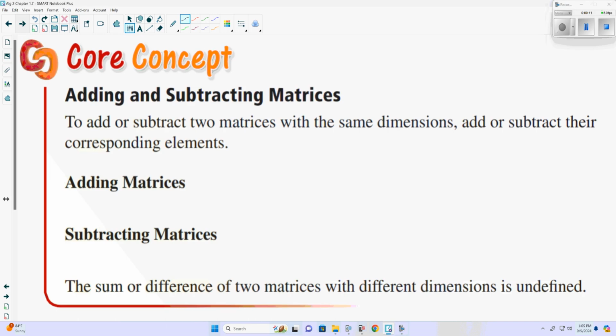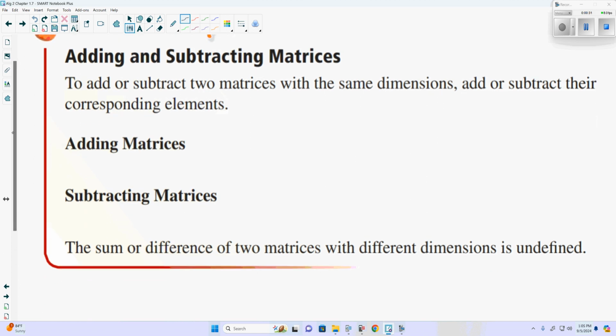What we're talking about today is matrices. We're doing more with matrices. So, with our matrices, we're going to start off with adding or subtracting. To add or subtract two matrices with the same dimensions, add or subtract the corresponding elements.